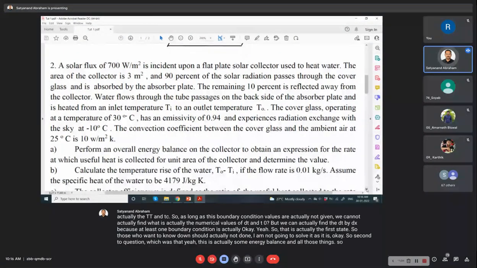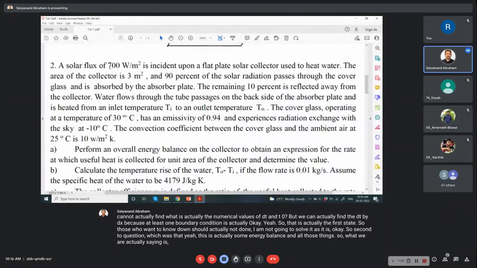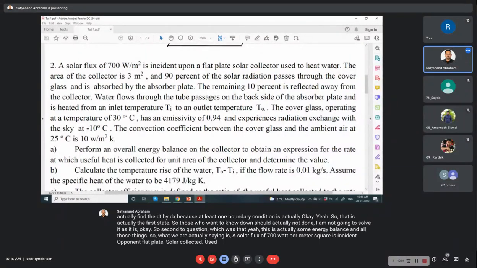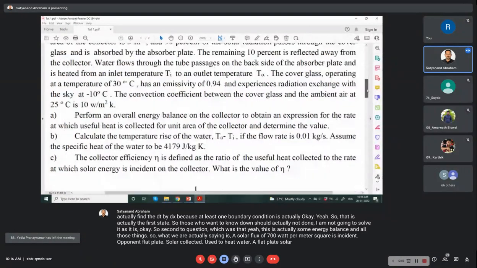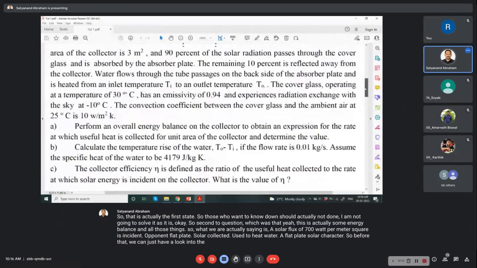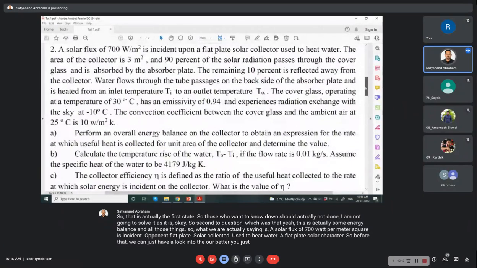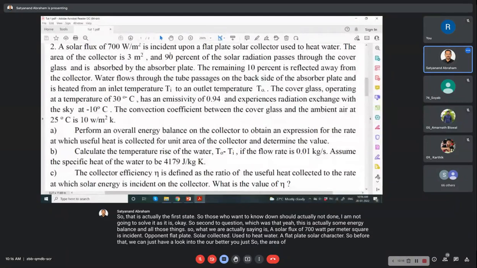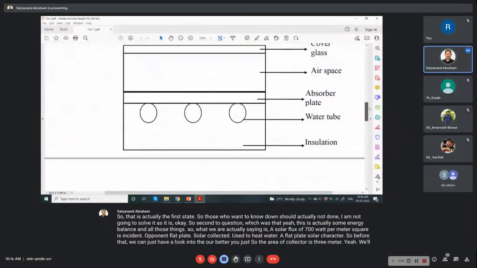So what we are saying is a solar flux of 700 watt per meter square is incident upon a flat plate solar collector used to heat water. A flat plate solar collector. So before that, we just see, the area of collector is 3 meter. Yeah, we just have a discussion of this problem.